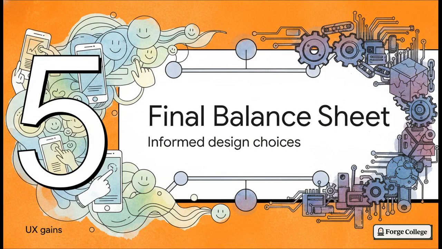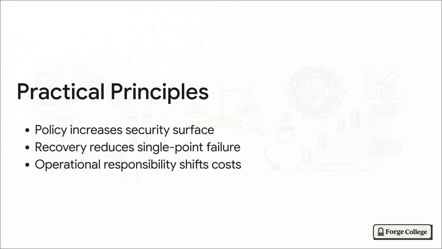Which brings us to our conclusion, Section 5, the final balance sheet, making informed design choices. At the end of the day, designing systems with account abstraction is entirely about weighing the UX gains against the operational surface area that you're actually willing to accept. Let's wrap this up with 3 practical principles. Number 1, every single user experience improvement comes from moving authorization into a programmable policy, and that exact move increases the amount of code you've got to secure, audit, and monitor.